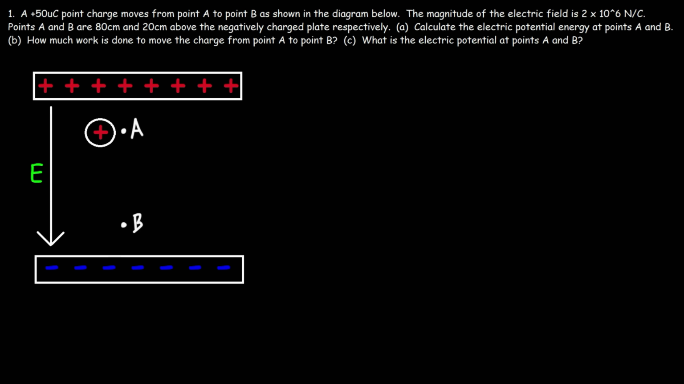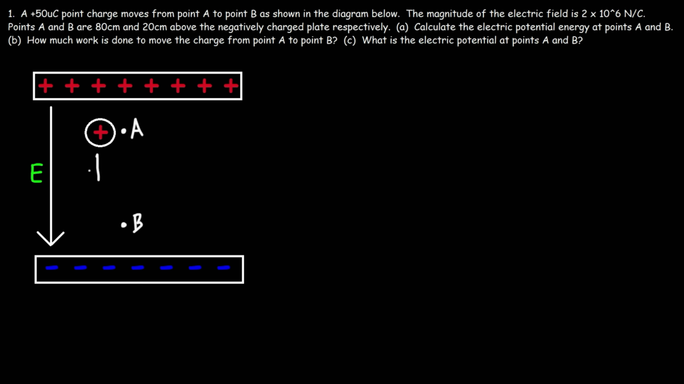Let's work on this problem. A 50 microcoulomb point charge moves from point A to point B as shown in the diagram below. The magnitude of the electric field is 2 times 10 to the 6 newtons per coulomb. Points A and B are 80 centimeters and 20 centimeters above the negatively charged plate respectively. Part A. Calculate the electric potential energy at points A and B.